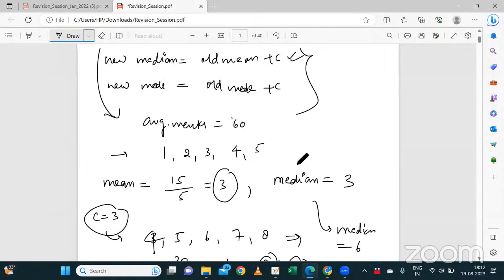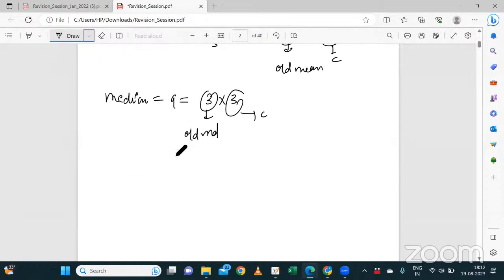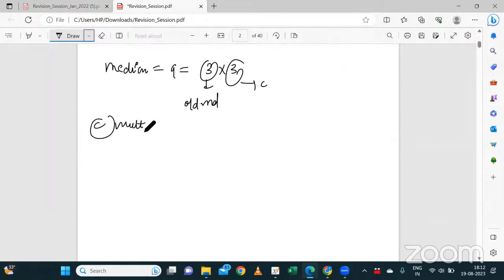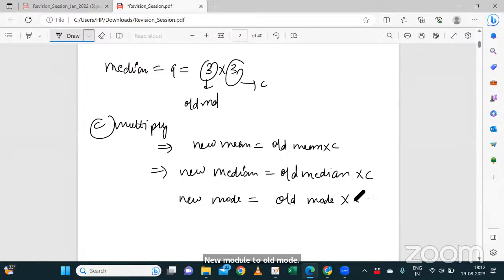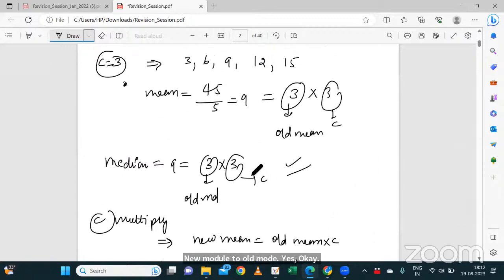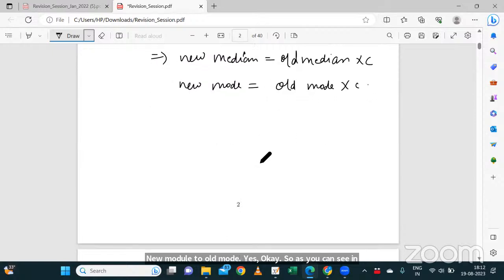So here I was interested in adding the constant. Now if I want to multiply by a constant, let's say that constant is C in general, then the mean of my new data set will be the old mean into that constant, and the new median will be the old median into that constant, and the same with the mode. The new mode will be the old mode into C. So as you can see in this example, we got this result.